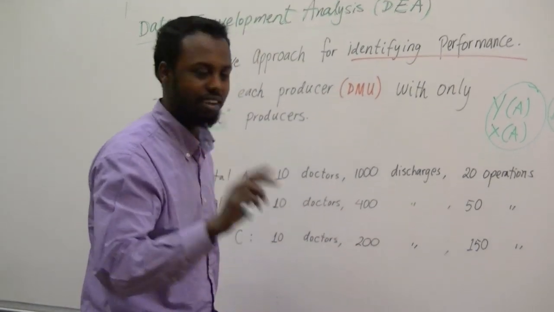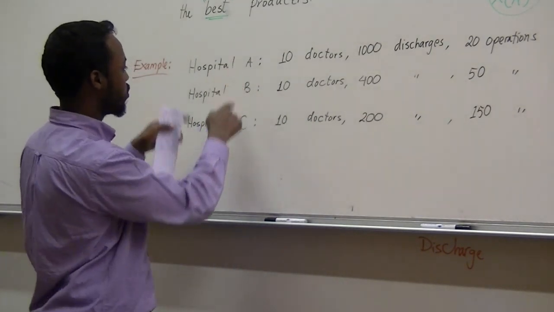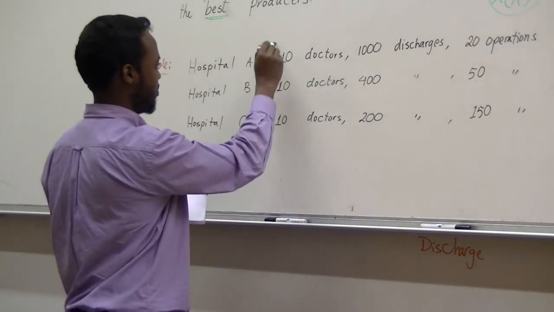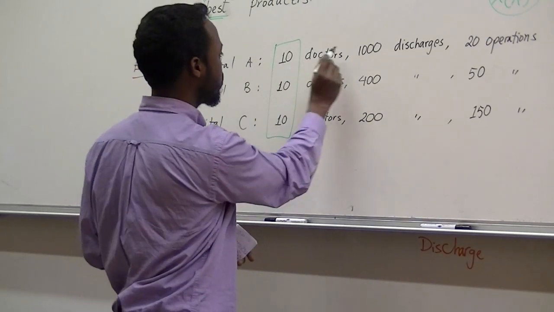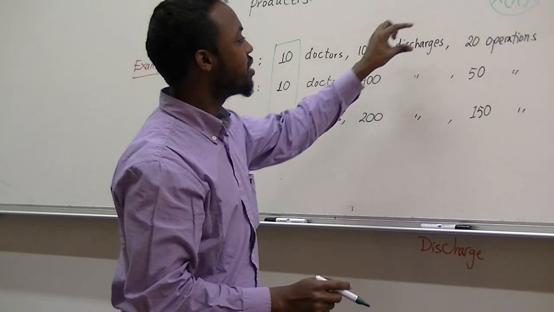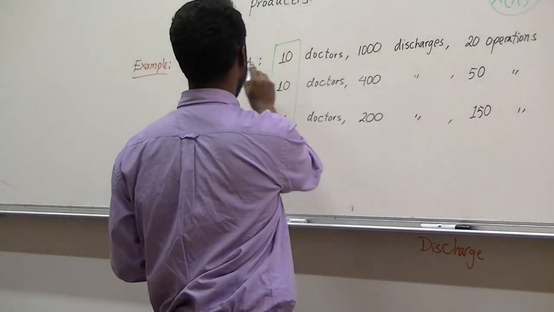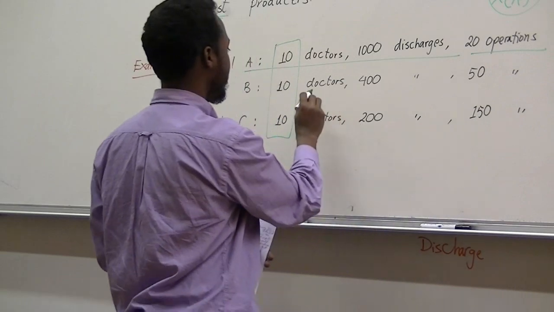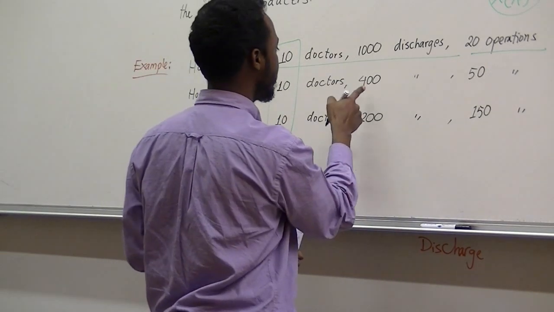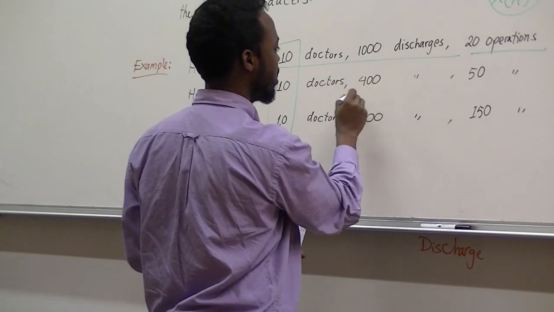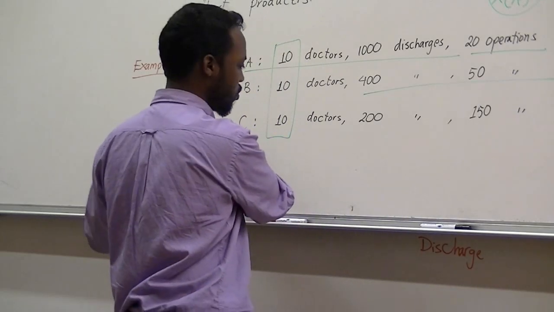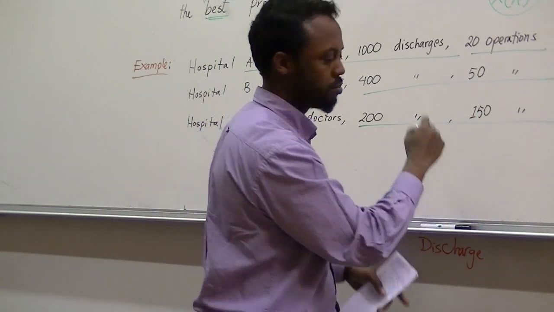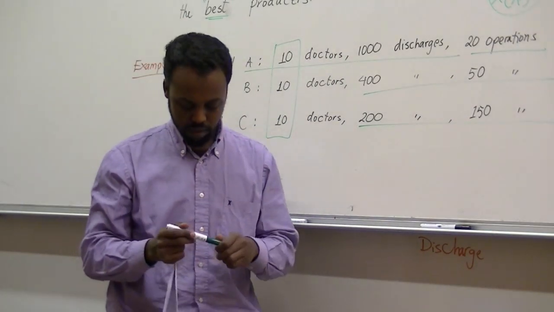Let's give a concrete example. Let's take three hospitals, A, B, and C. All of them with the same inputs: 10 doctors, 10 doctors, 10 doctors. But with varying outputs. Let's say hospital A has 1,000 discharges and 20 operations. And this one, B, has 400 discharges and 50 operations, whereas the last hospital, hospital C, has 200 discharges and 150 operations.